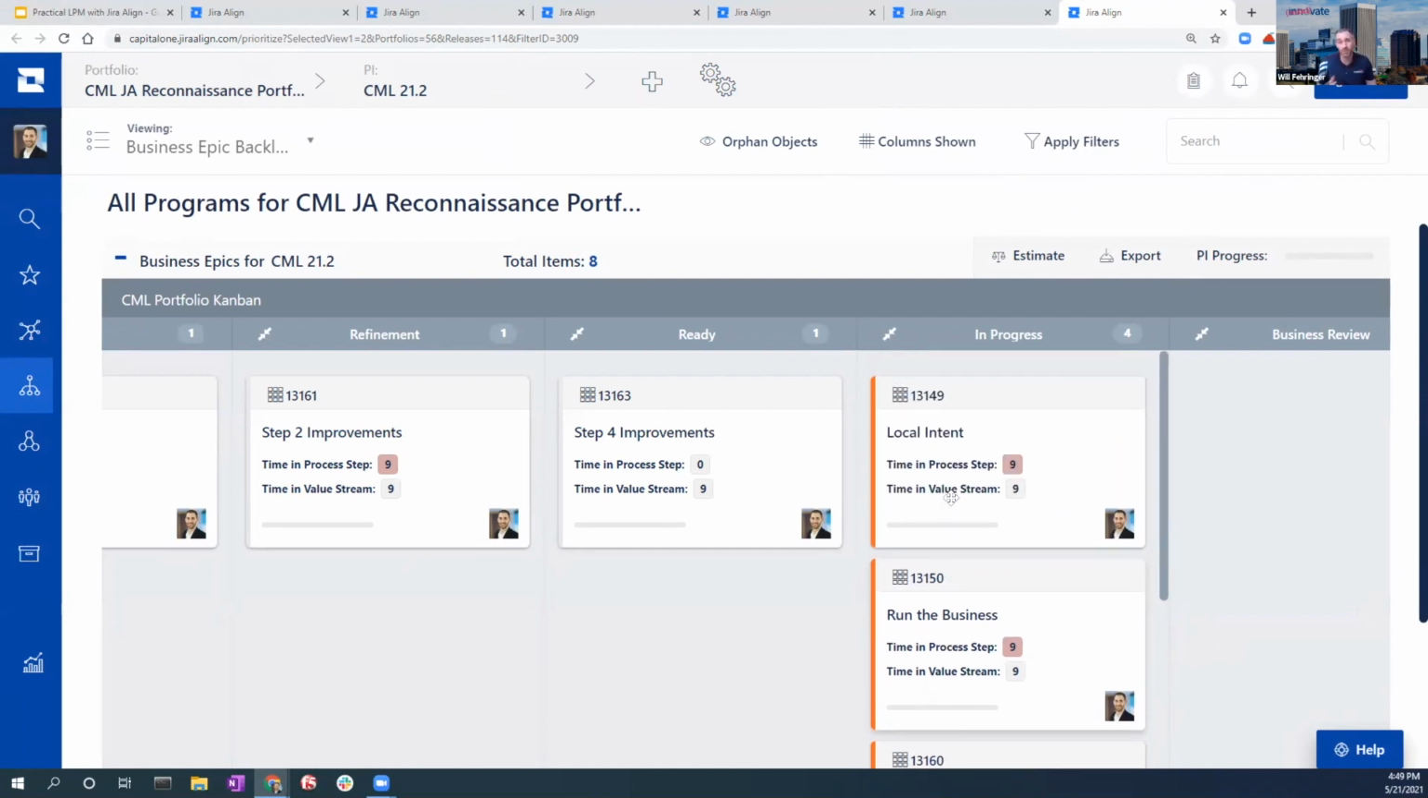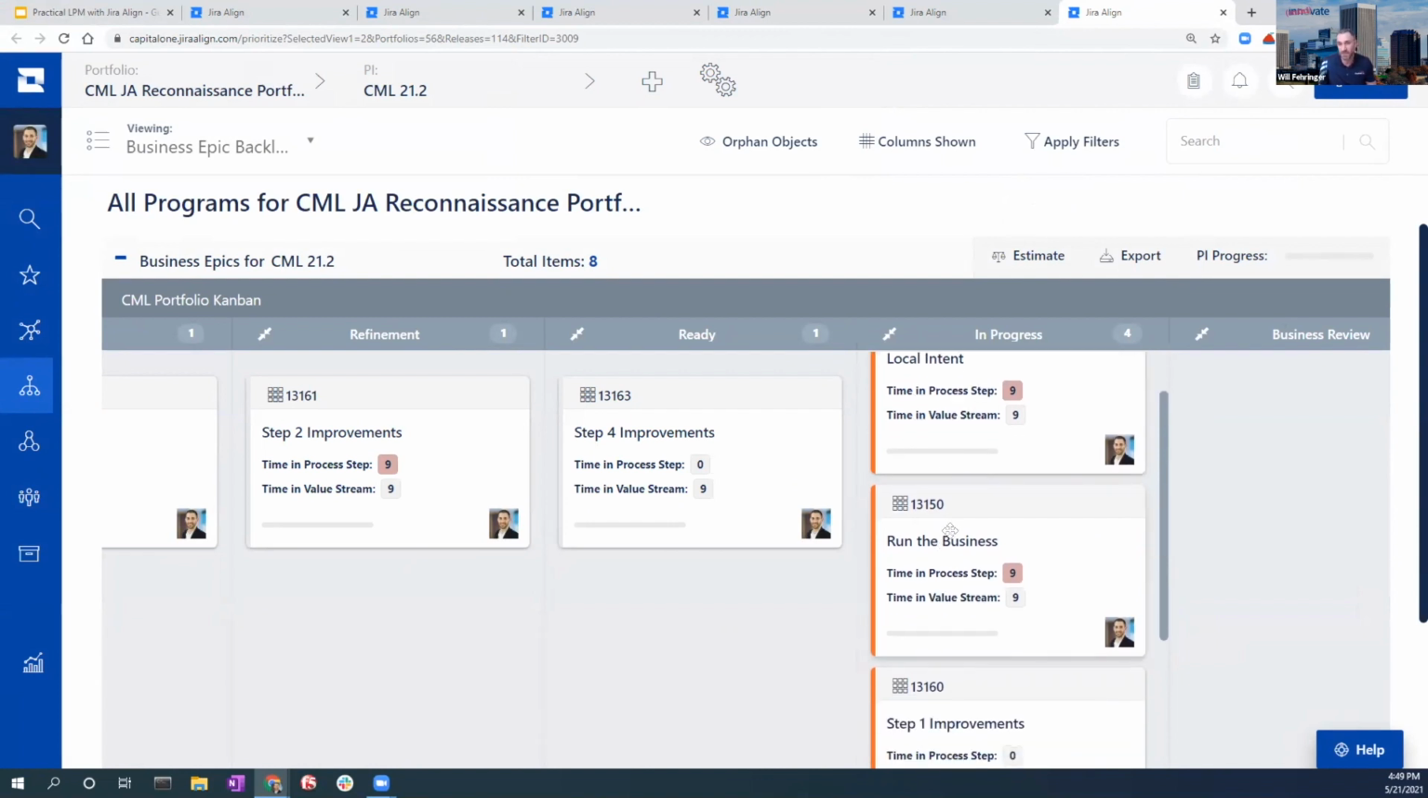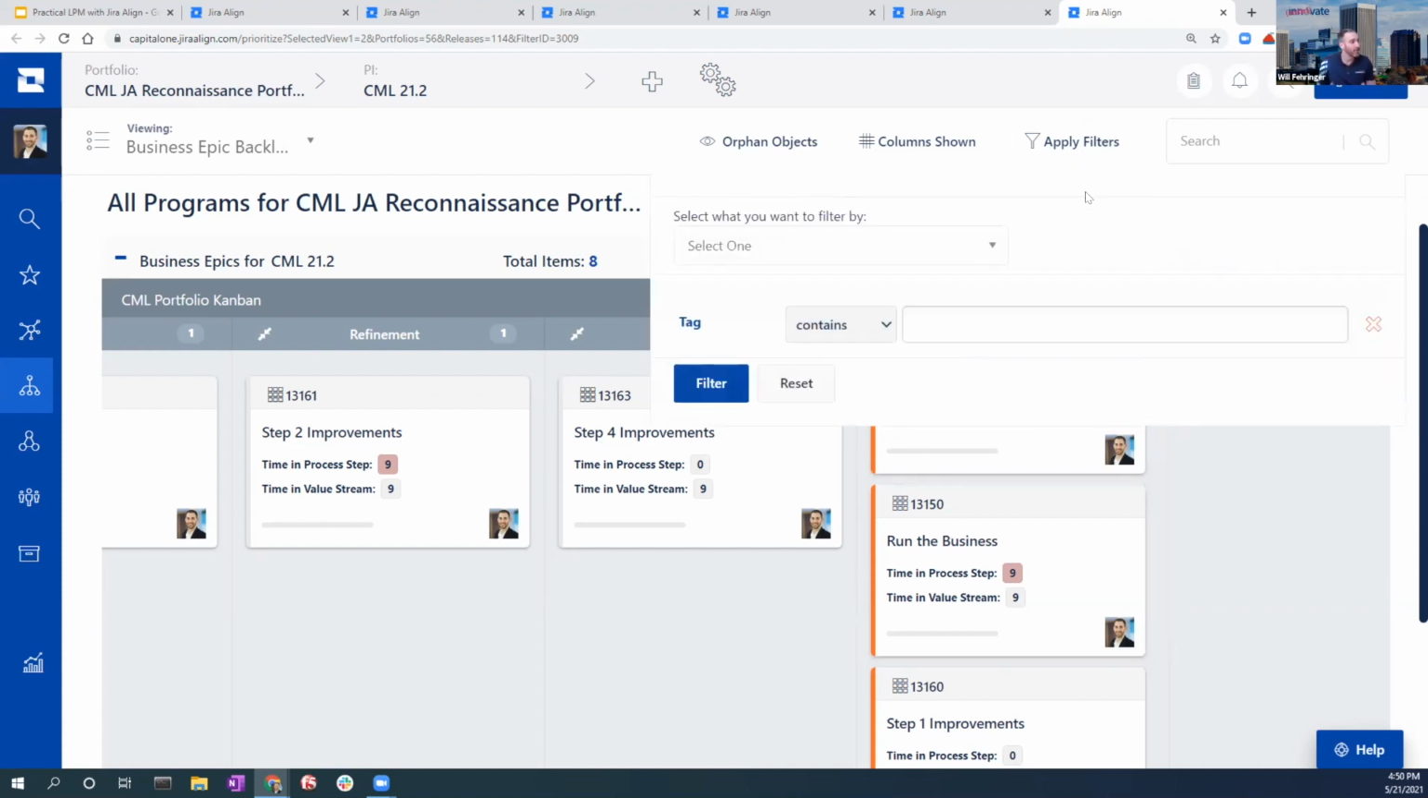And so in some way, these epics, the local intent, the run-the-business epics, those probably don't need portfolio governance. So when you're using your portfolio Kanban, it's often for the purpose of portfolio governance, to understand how your epics are progressing that are relevant for your portfolio team to keep an eye on. So what we recommend is to use this filter button up here to filter those things out so that this portfolio Kanban view can be more manageable and become more useful for your portfolio team.